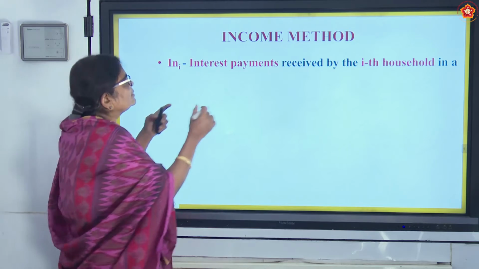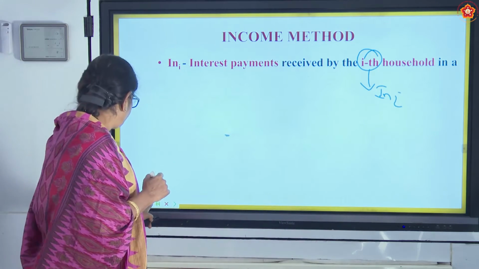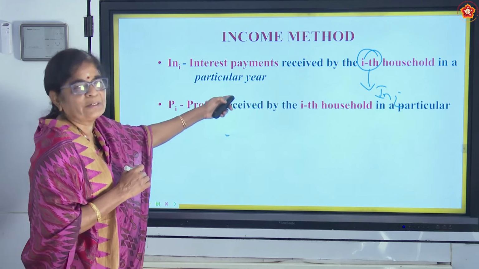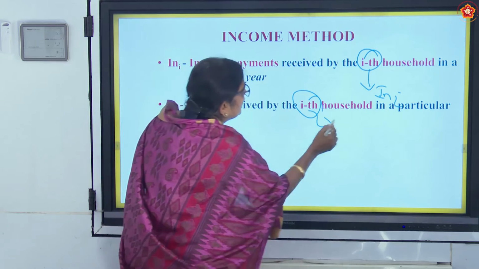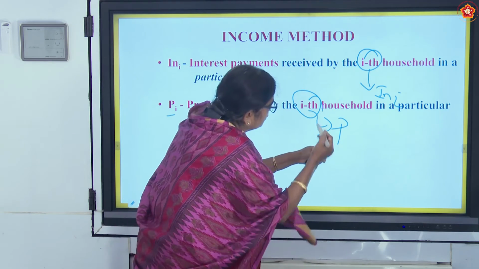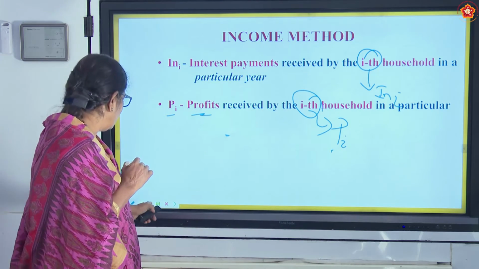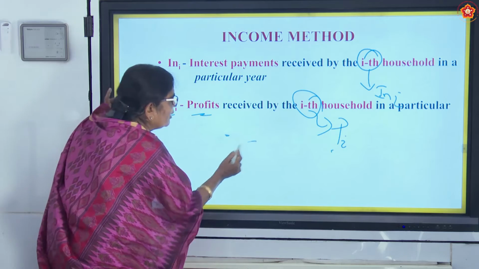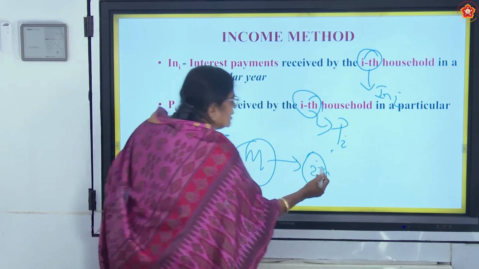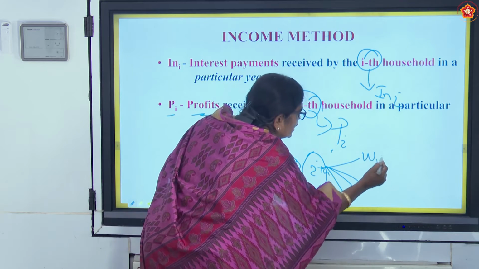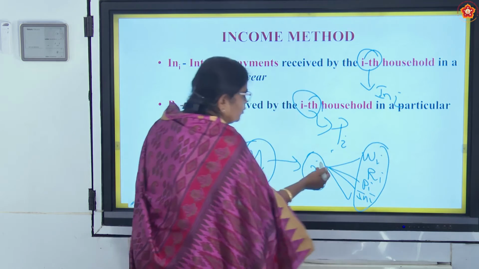INI, what is that? Interest received by the ith household, again INI. And the next one, also for a particular year, PI, the profit received by the ith household. Profit is denoted by P, and because it belongs to the ith household, it is mentioned as PI. You have to remember that. Therefore, out of the M households of the economy, we just take the ith household and we calculate WI, RI, PI, INI for the ith household.